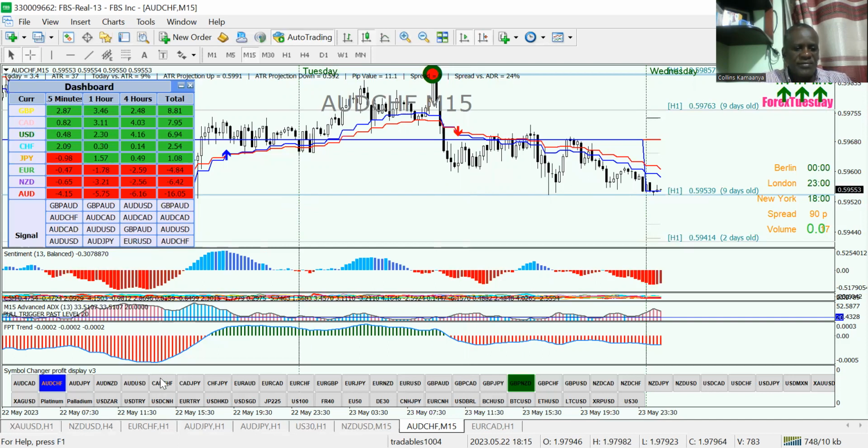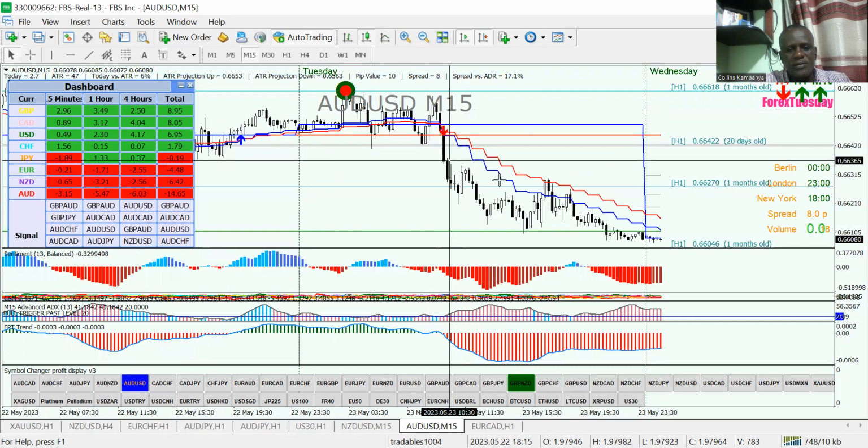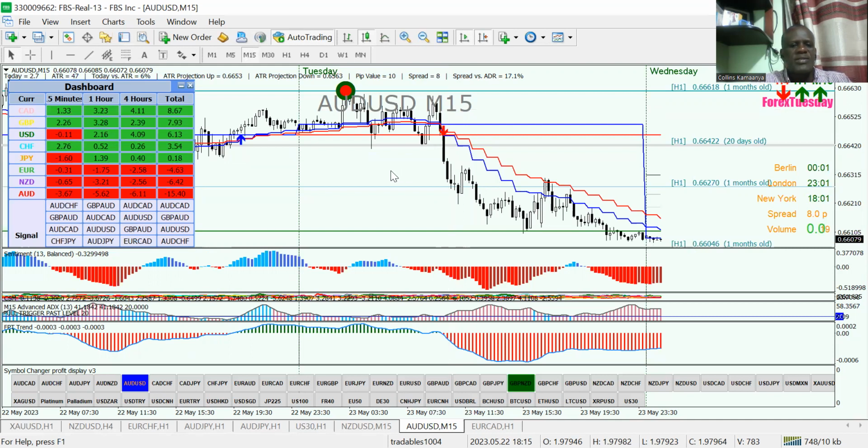USD. 12 pips only. I don't know what's happening with my system.